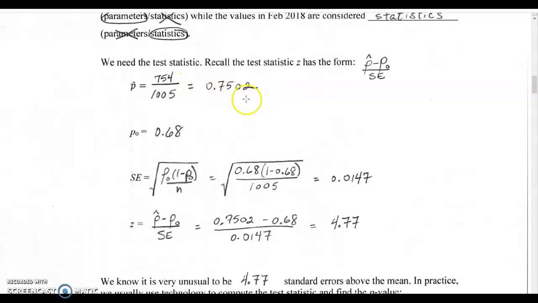So our p hat was about, like I said, 75%, about 0.7502. Our p naught was 0.68. So the numerator of z is p hat minus p naught, divided by the standard error, again, where we use p naught in there. So that came out to be 4.77. So that means our test statistic is 4.77 standard errors or standard deviations above what we hypothesized in the null. So if that were really the population proportion 0.68, that would be a very unlikely test statistic, right, to get something that's 4.77 standard deviations above.